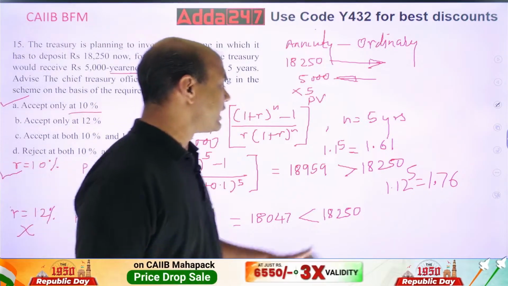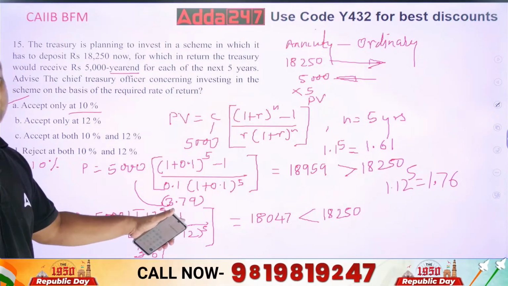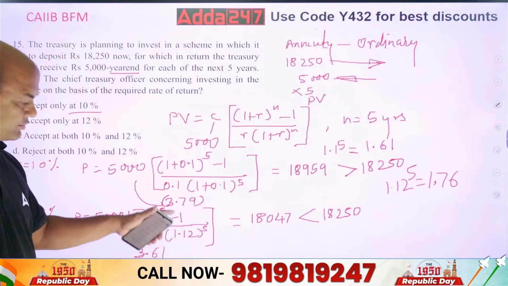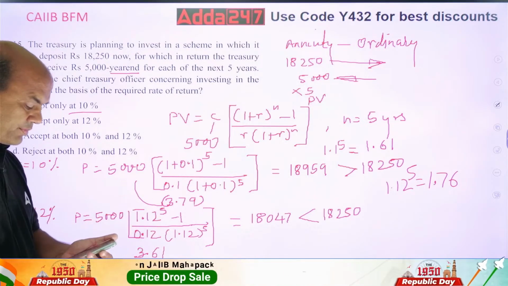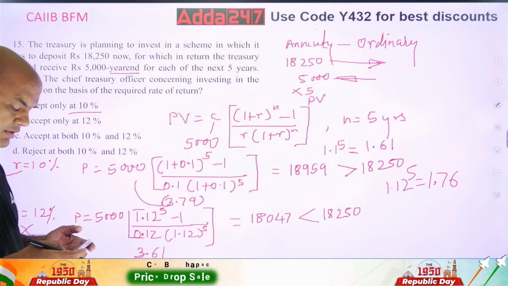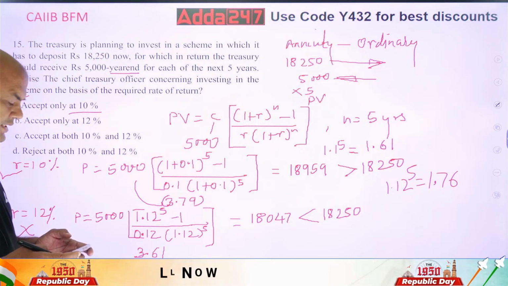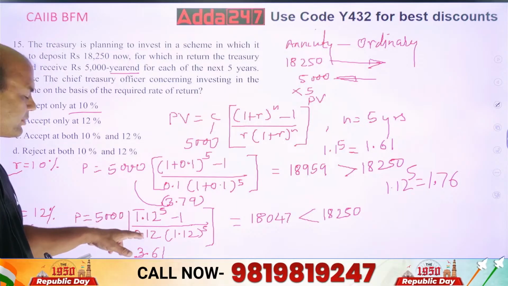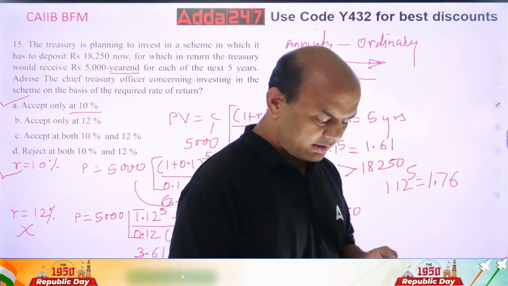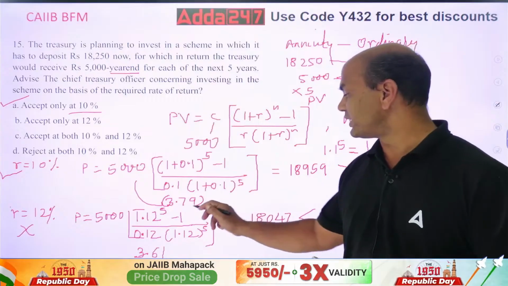So now, this 1.76, write it over here: 1.76 minus 1 upon 0.12 into 1.76. Do this calculation. So 1.76 minus 1 is equal to 0.76. 0.76 divided by 0.12. Everyone check this. You have to do it yourself. Divided by 0.12, you are getting it as 6.3 over here.